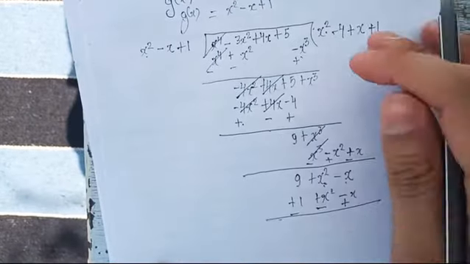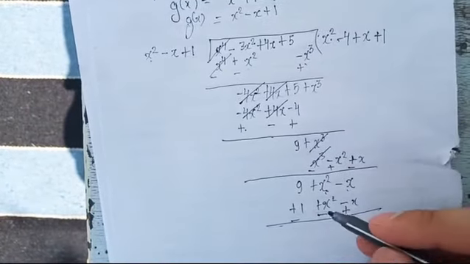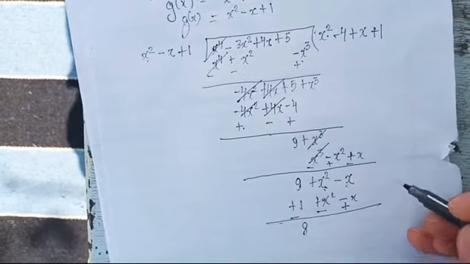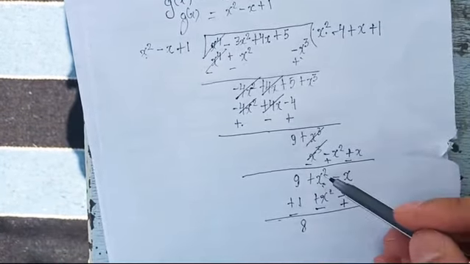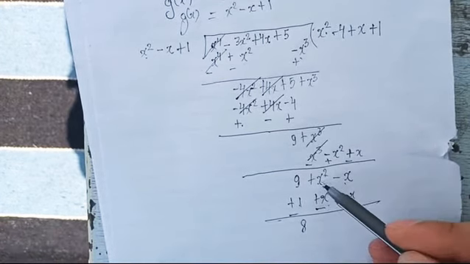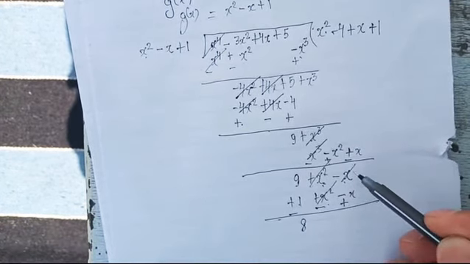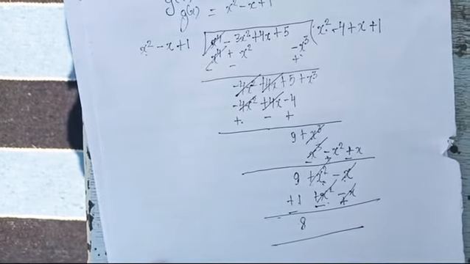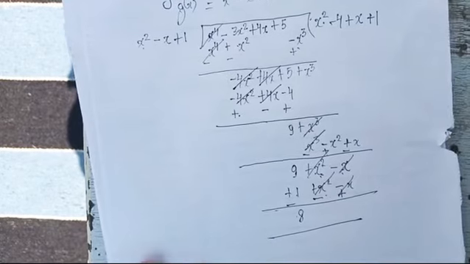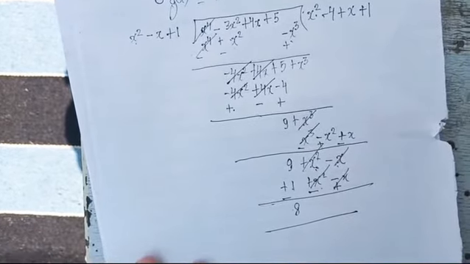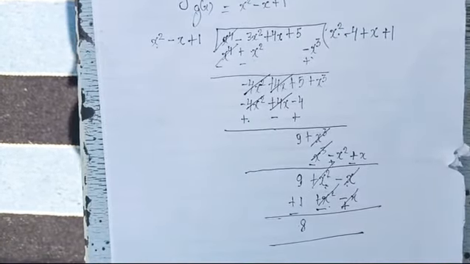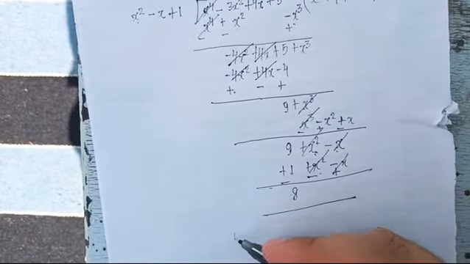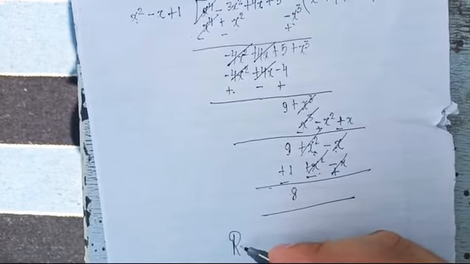Okay, now you see 9 minus 1 is 8. 9 minus 1 is 8, x square minus x square cancel out, minus x plus x cancel out, so only 8 is the remainder now. Okay, 8 is the remainder. So what will be the remainder? Remainder is 8.